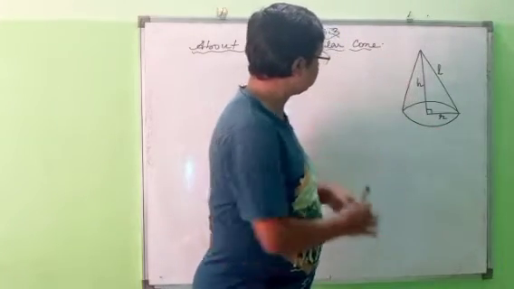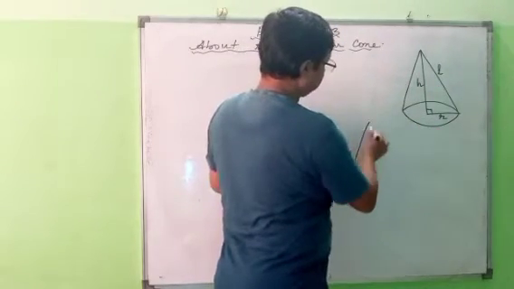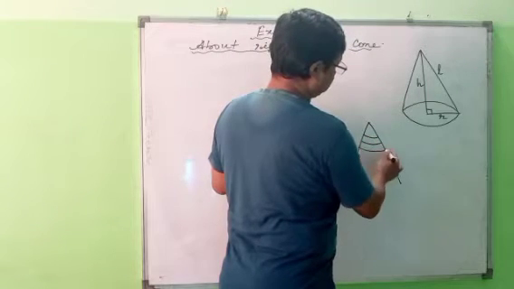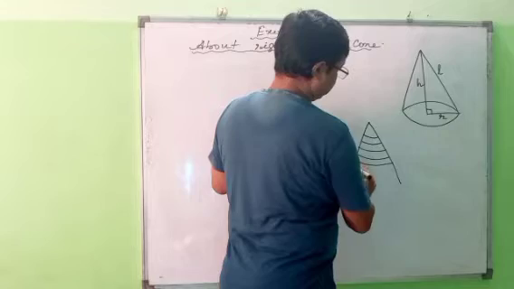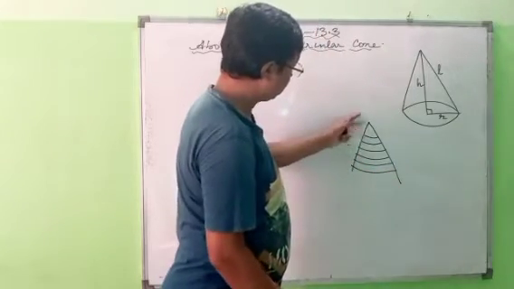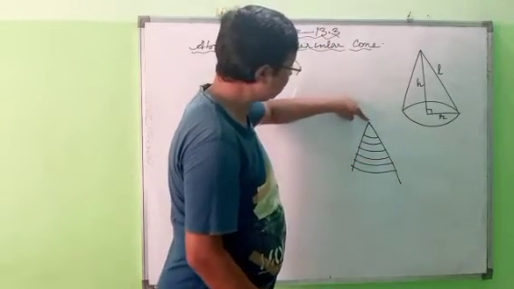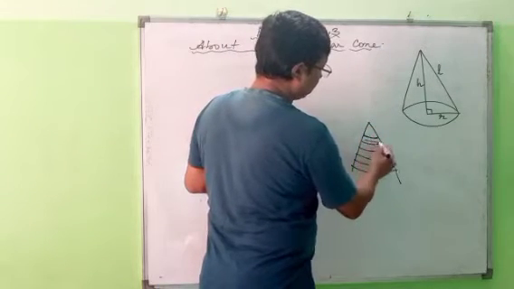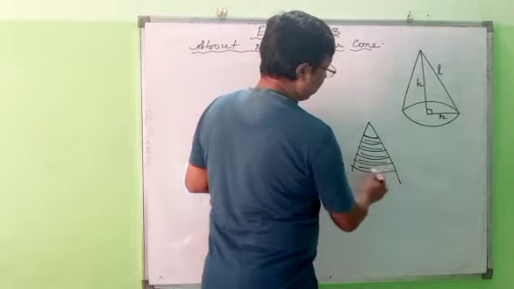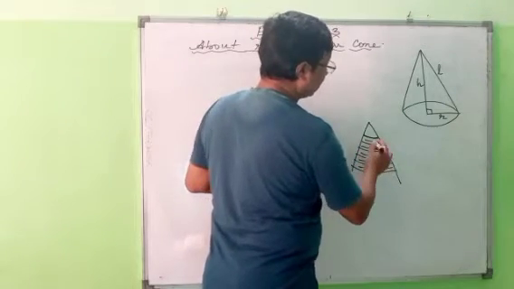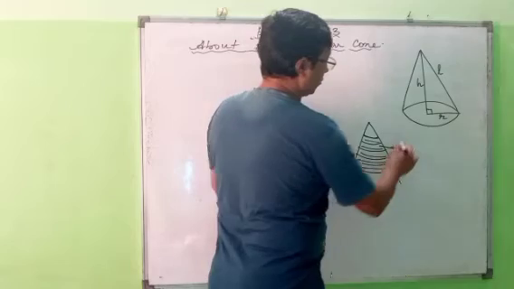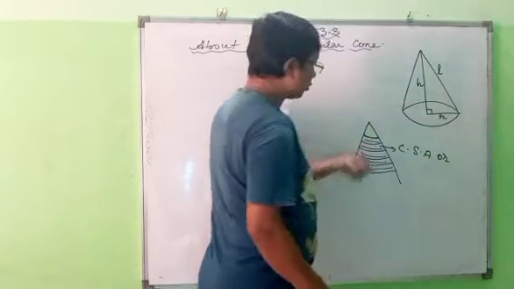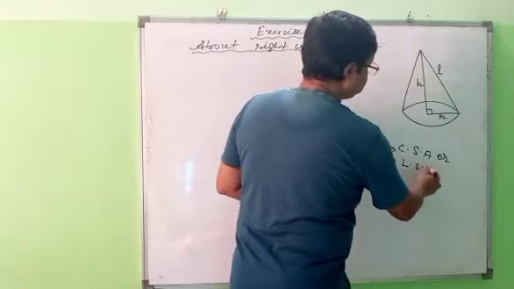This cone shaped part will be called the curved surface area. So this part is called the curved surface area. This is a cone shape. These two sides will meet at a point. So this is called a cone and this part is called the curved surface area, which is also called the lateral surface area.